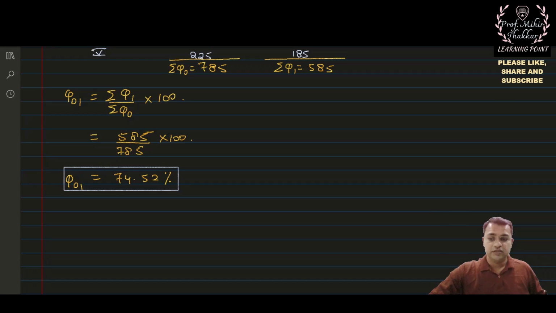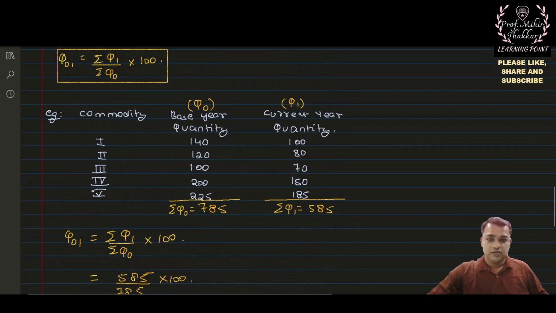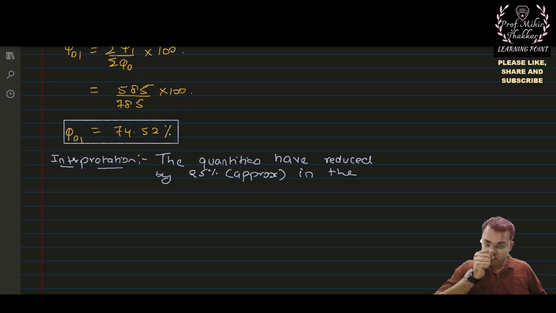So in case if you observe this, your quantity index number is 74.52, which is lesser than 100. If it is lesser than 100, so you have to understand that there has been decrement in the quantities which have been purchased or which have been produced. So because there is a decrement, looking at this, the interpretation that we can get from here is that the quantities have reduced by approximately 25% in the current year as compared to the base year.